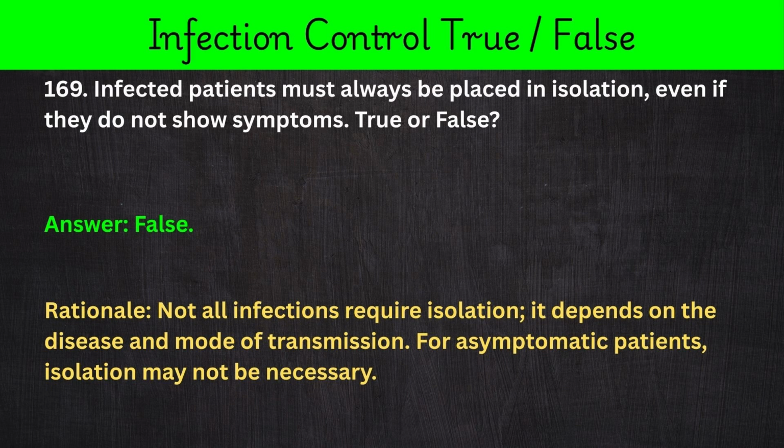169. Infected patients must always be placed in isolation, even if they do not show symptoms. True or false? Answer: false. Rationale: not all infections require isolation. It depends on the disease and mode of transmission. For asymptomatic patients, isolation may not be necessary.